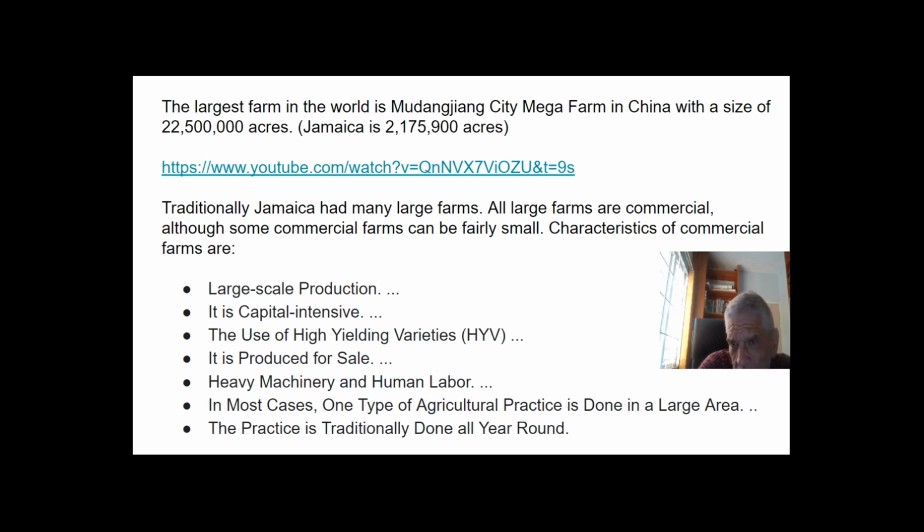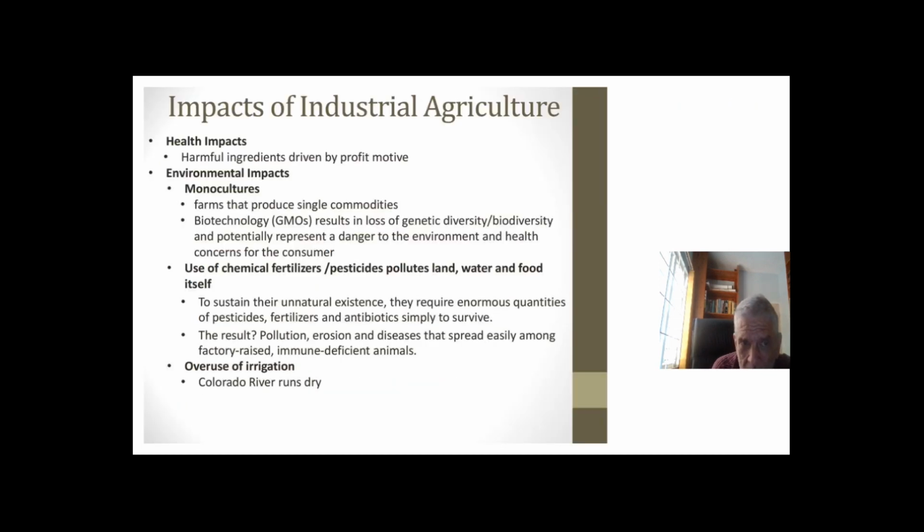But characteristics of commercial farms, they have large scale production. It's capital intensive. It uses high yielding varieties of crops. Its produce is for sale. You have heavy machinery and human labor. In most cases, one type of agricultural practice is done over a large area. So we carry out monocropping, and the practice is done all year round.